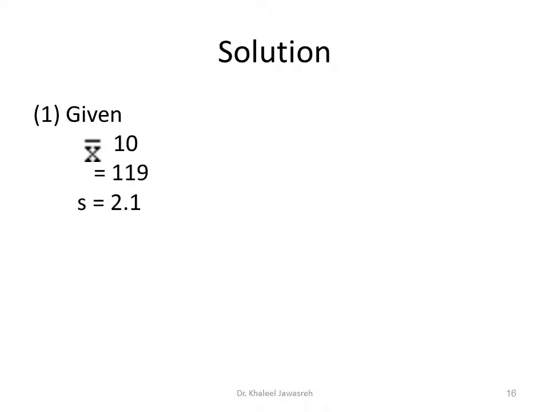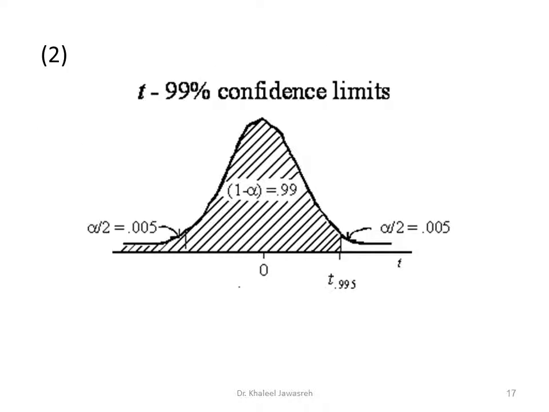The solution: we do need to summarize the values that are obtained from the example. We have n is 10, x bar is 119, and standard deviation is 2.1. Let's go directly and draw the sketch for this example. As you see, this is the t-distribution or normal distribution. The question here is only about the 99% confidence interval.